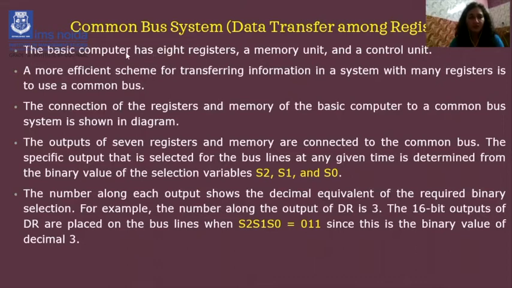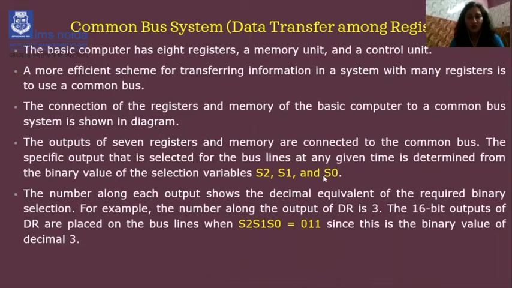In this diagram, the basic computer has 8 registers, a memory unit and a control unit, right? The most efficient scheme for transferring information in a system with many registers is using a common bus. In the common bus structure, we are using 8 different types of registers, a memory unit, and a control unit. Through a common bus, the information is transferred between registers, memory and the control unit. The connection of the registers and the memory of the basic computer to a common bus is shown in the diagram.